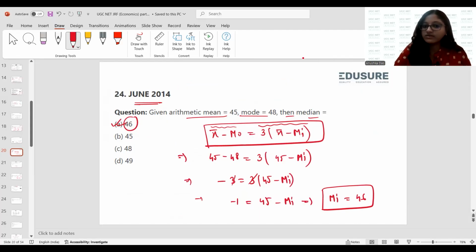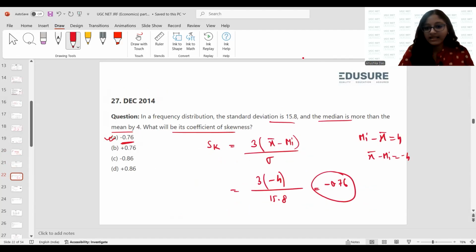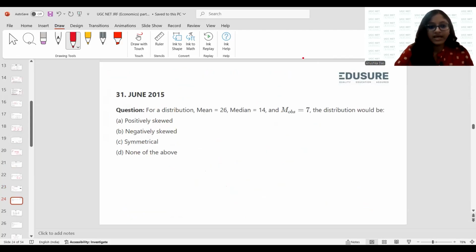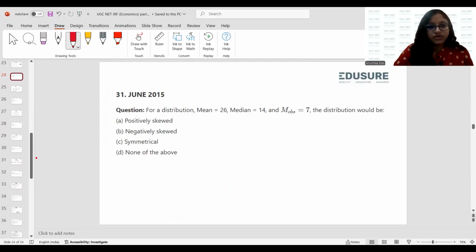If you have the information about mean and mode, you will use the second formula. If the mean and median is given to you, you will use the first formula. That is how it works. So this is the first Pearson's measure of skewness, and this is how you solve it. Right? This is the solution for that. Okay.